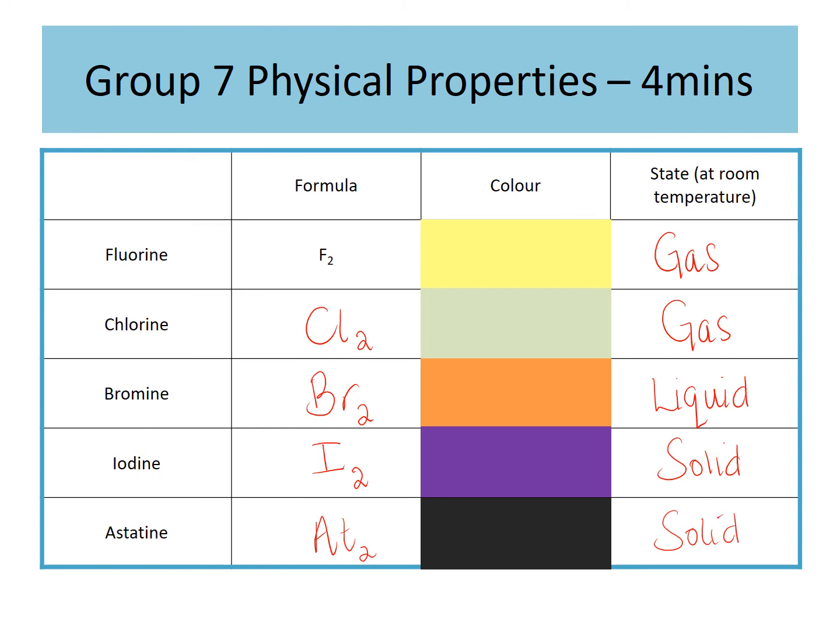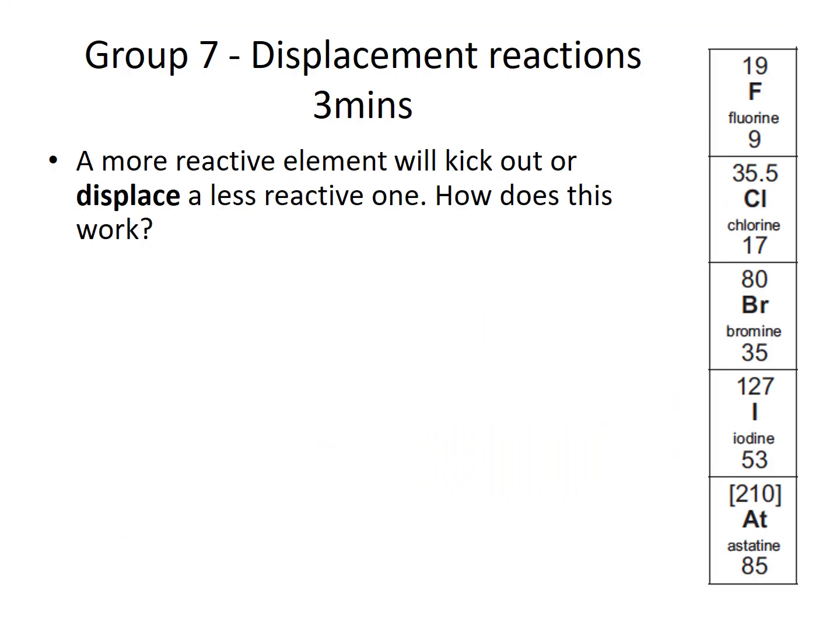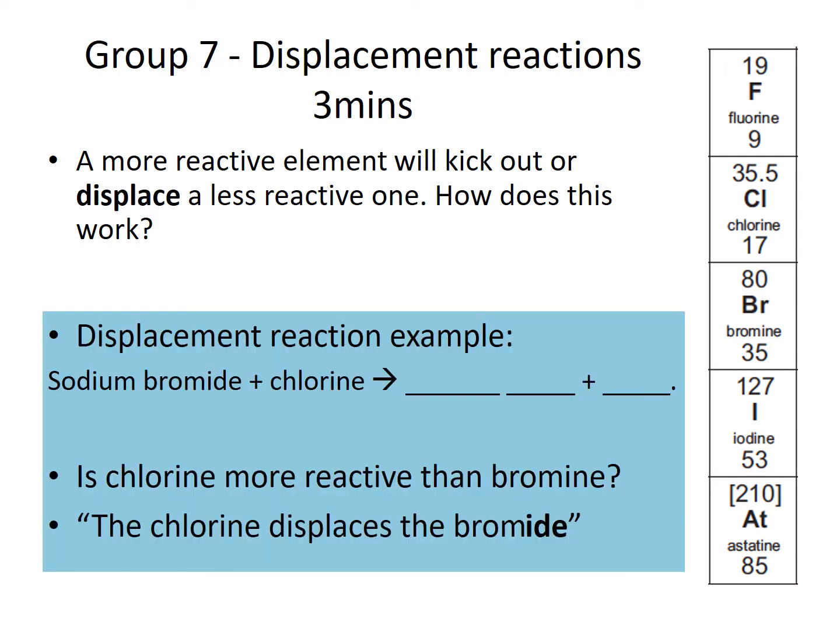So you may pause the video now and press play when you're ready to go on to the next slide. So what reactions do we have to know for group 7 elements? We need to learn about displacement reactions. A more reactive element will kick out or displace a less reactive one. So how does this work? So a displacement reaction example is shown in the blue box.